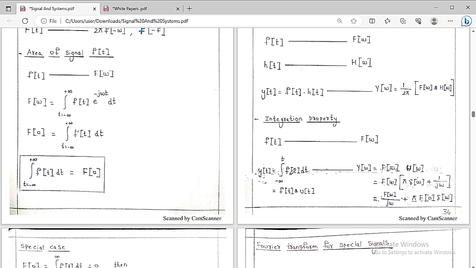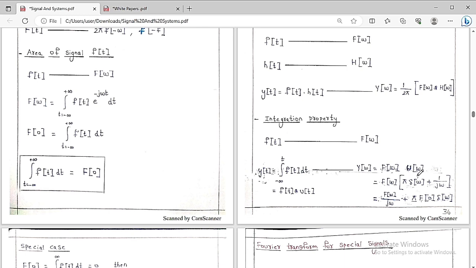We can write f of t convolution of u of t, which is nothing but simply the integral from minus infinity to t of f of tau d tau. Therefore, this is y of t. So basically we can say y of t is f of t convolution of u of t. The convolution in time domain will become multiplication in frequency domain, so Y of omega is equal to F of omega into U of omega.